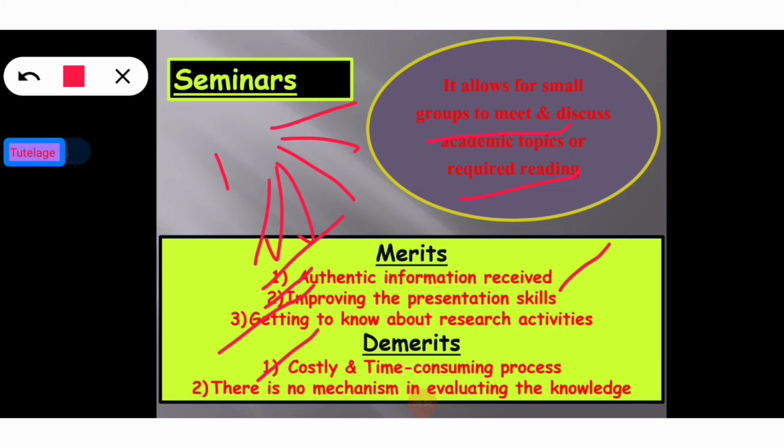And sometimes there is no mechanism in evaluating the knowledge which participants have received from the seminars. So that's why it is also one of the most important demerits of seminars. And sometimes some seminars are boring because students do not participate wholeheartedly. So that's why the purpose is not fulfilled. So I think what a seminar is, and the merits and demerits of seminars, are clear to everyone.